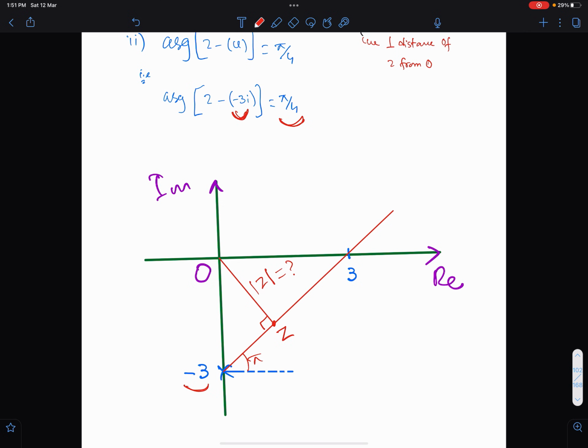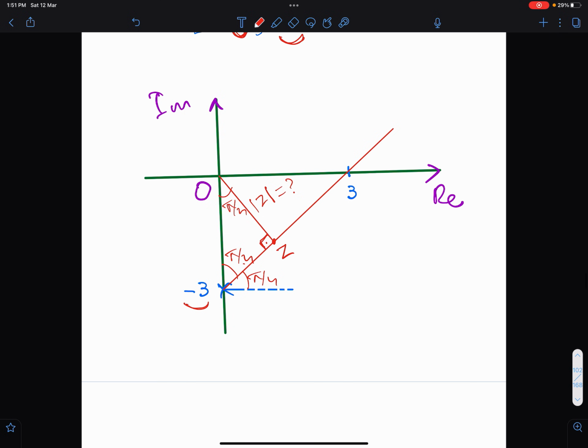See, this angle is pi by 4, this is also pi by 4, and because of this 90 degrees and this pi by 4, this is also pi by 4. So we can either use Pythagoras or sine theta in this triangle. I'm using sine. Sine pi by 4 is the required distance over 3. This distance is 3. This is root 2 upon 2, so the answer is 3 root 2 upon 2. That's the final answer.